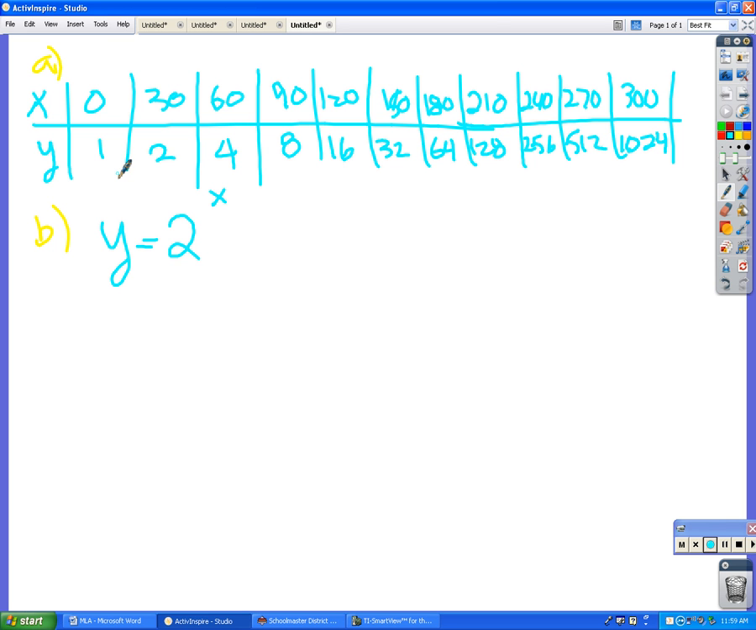But if I put in the next number for x, 30, 2 to the 30th is not 2. 2 to the what is 2? 2 to the 1. And so I need to make this equal to 1, so I'm going to divide that by 30. Since it doubles every 30 minutes, it's 2 to the x divided by 30. If it doubled every 15 minutes, it would be 2 to the x divided by 15. Whatever the doubling time is, that's how it goes.